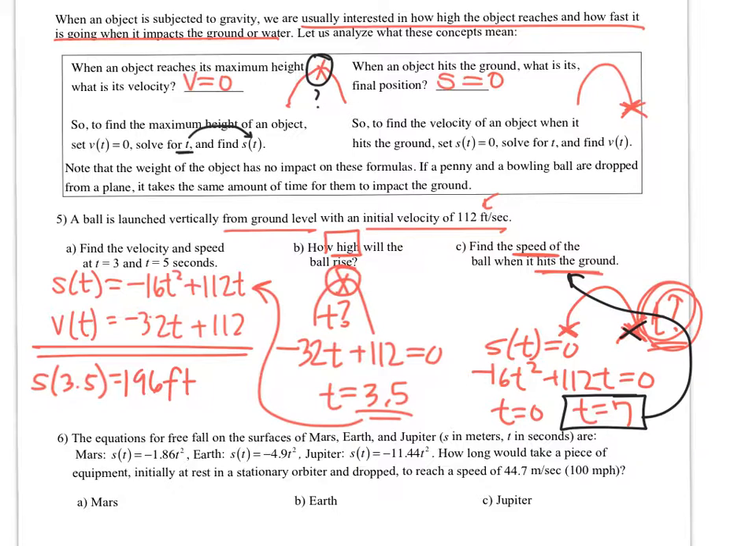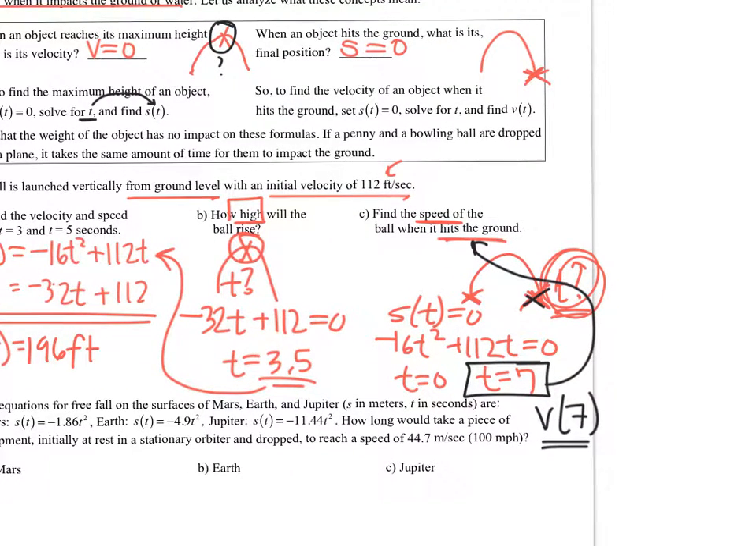What was the speed at that time? Well, at that time, the speed is v of 7, the velocity evaluated at 7. So let's take the velocity, negative 32t plus 112, and evaluate it at 7 to find the speed when the ball hits the ground. We have to take the absolute value of it because it does say speed, which is the absolute value of velocity. According to the answers, that is 112 feet per second. So just double check those by using your calculators and let me know if you have any issues with that.